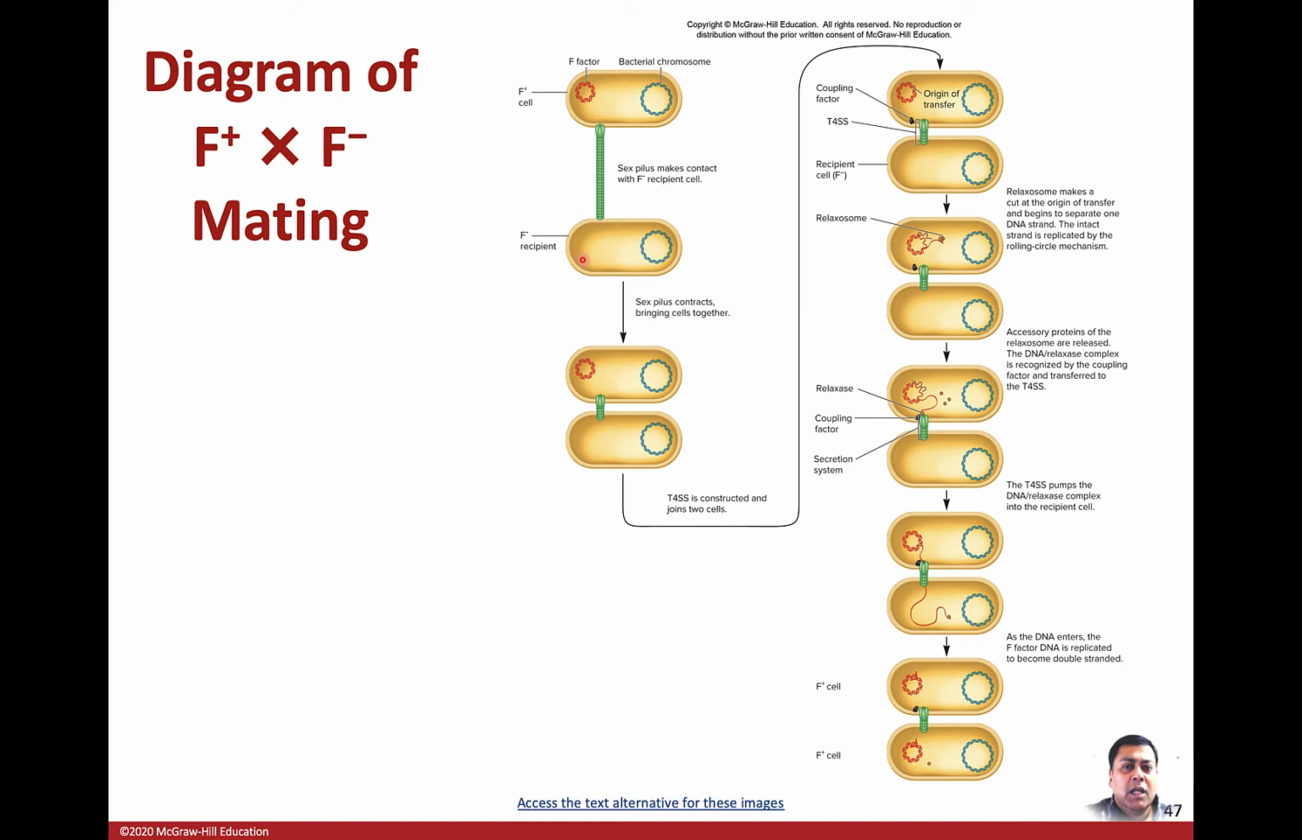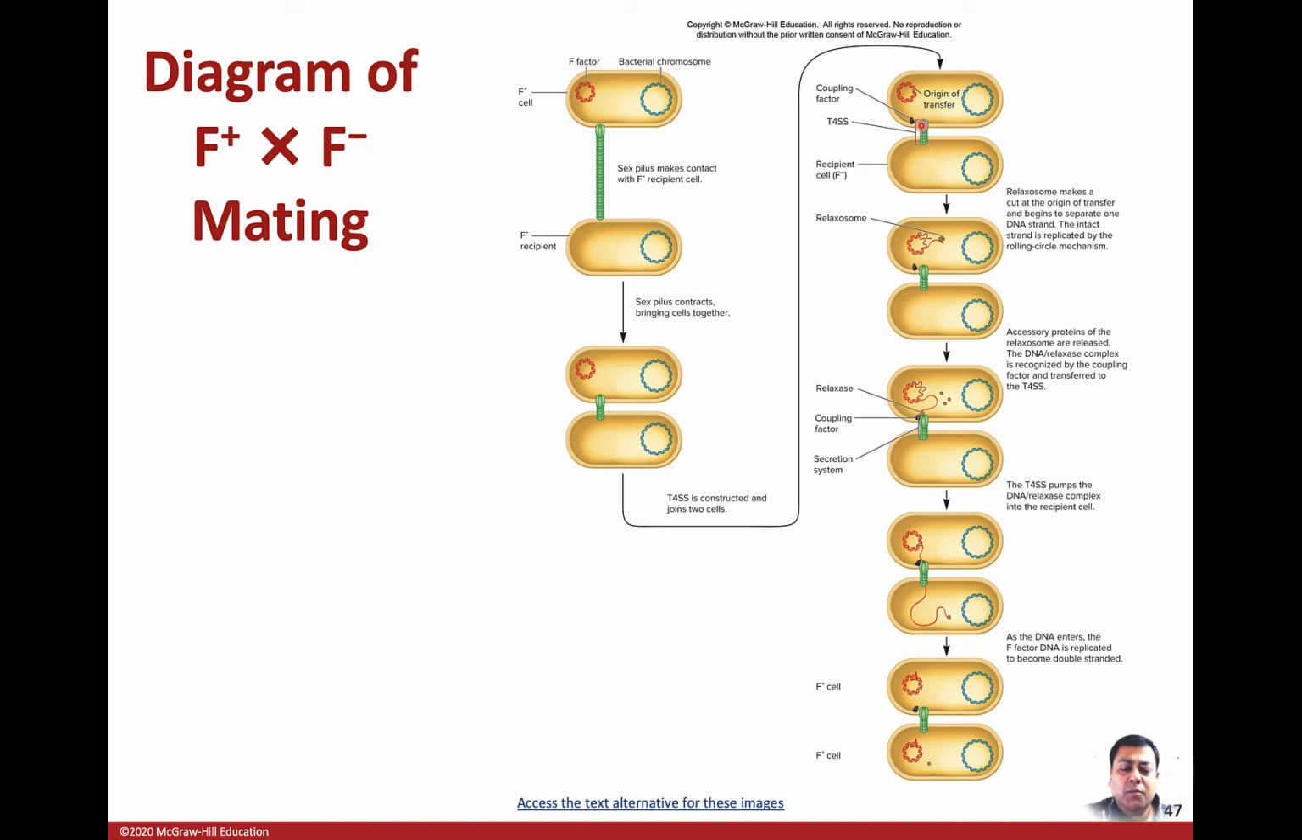So first, here you have an F minus recipient, which is fertility factor minus, which means that it doesn't have the F factor plasmid. So the sex pilus is formed between the donor and the F minus recipient. And the sex pilus contracts, bringing the cells very close together. And this forms what is called a T4S, or type 4 secretory system. This type 4 secretory system is a conduit to transfer the DNA from this F plasmid to the other. And there are some coupling factors, and we're going to talk about that in a second.